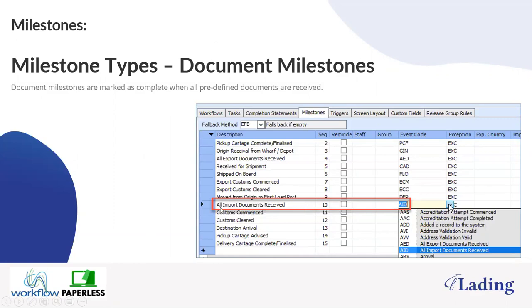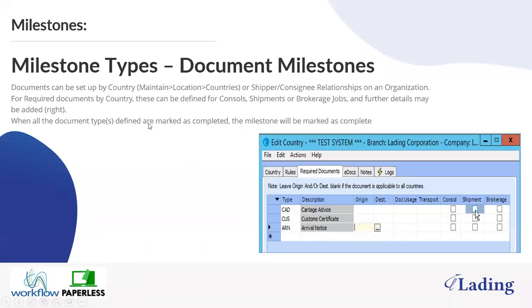document milestones. So this one is the complicated way. All import docs received. I can come in here and put an event code in. And then I can go to my document milestones. And I can say that, hey, all of these documents are required on a shipment. And when I have all of these document types in eDocs, it'll mark it as complete. Or you can go in and go one at a time and say arrival notice, invoice. When you save those document types to eDocs, it completes the line item.